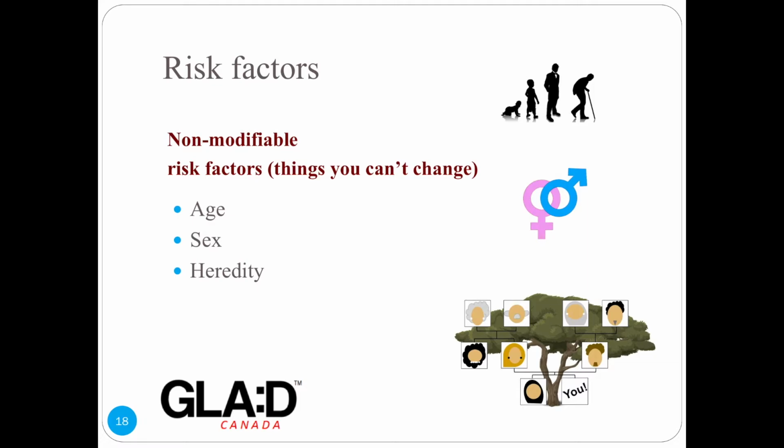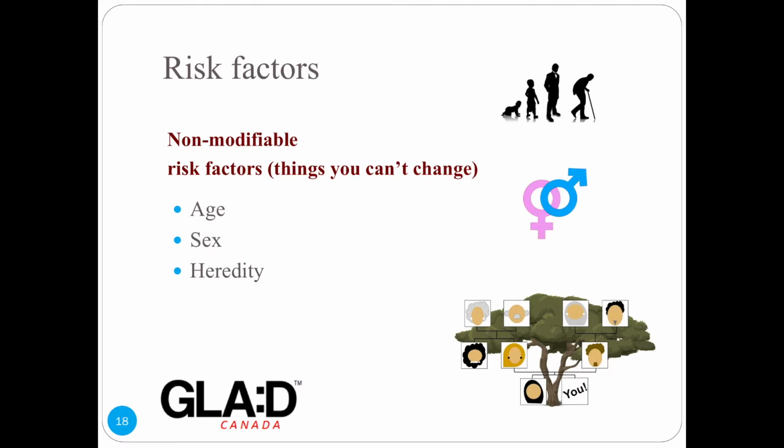When we look at sex, we're looking at women typically are more likely to have osteoarthritis in their hands, as I said earlier, as well as in their knees. Whereas men, it's a bit more common to see osteoarthritis in hips. So again, we can't modify the sex that we were born with. So of course we can't change that.